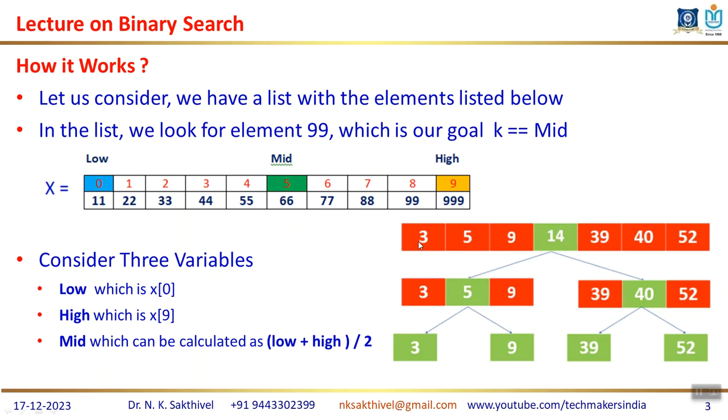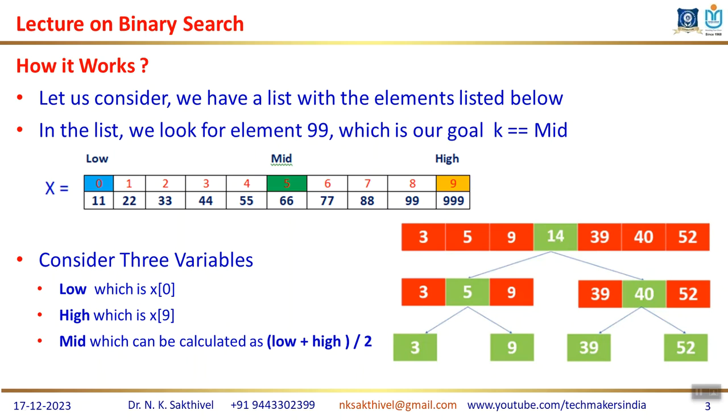You know very well, low plus high, that means 0 plus 6, then 0 plus 6 by 2. So 6 by 2 is 3. So 0, 1, 2, 3. So 3 is calculated as the mid value.